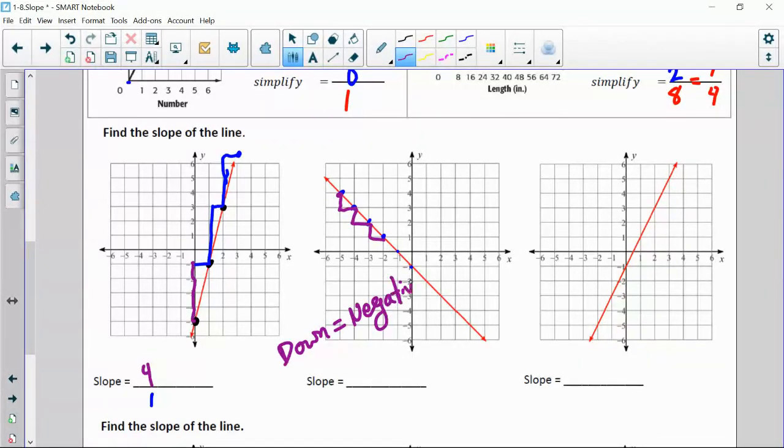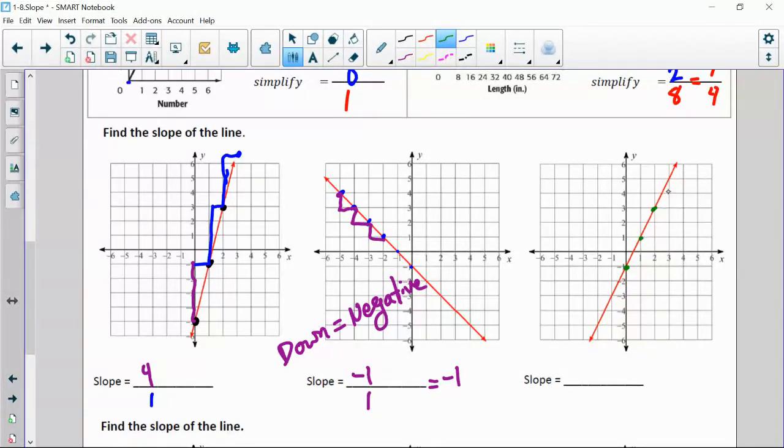Negative. Okay, so I have a negative 1 over 1. So our slope is just negative 1. Look at our next one. Now this one's a positive slope because it's going up to the right. It is rising.